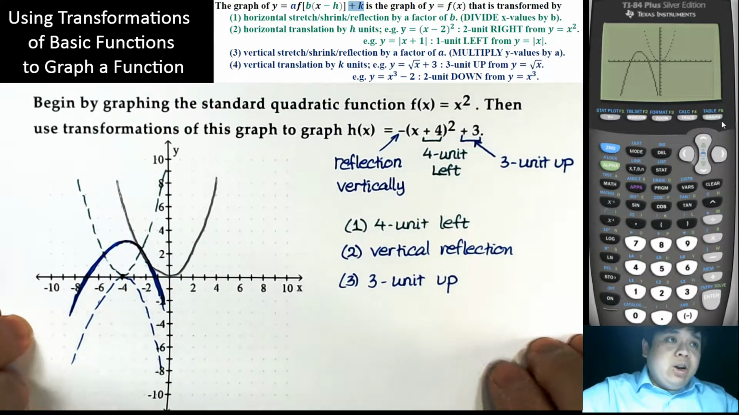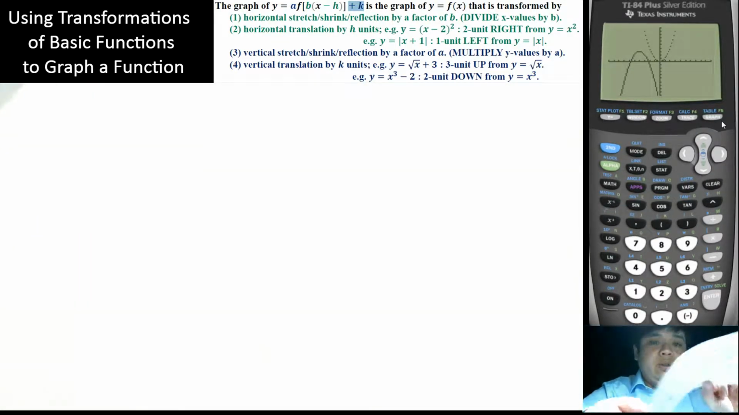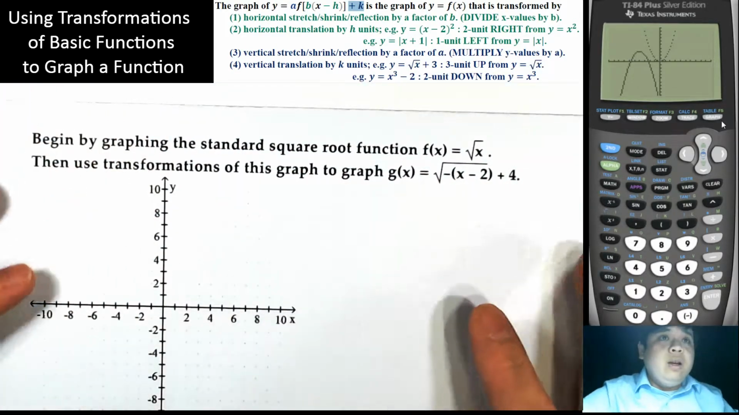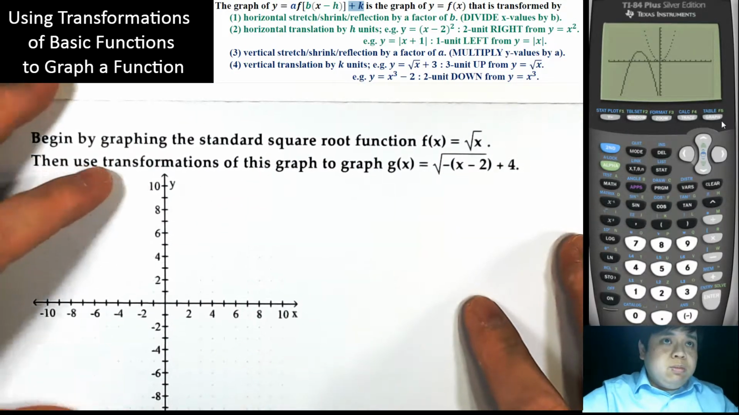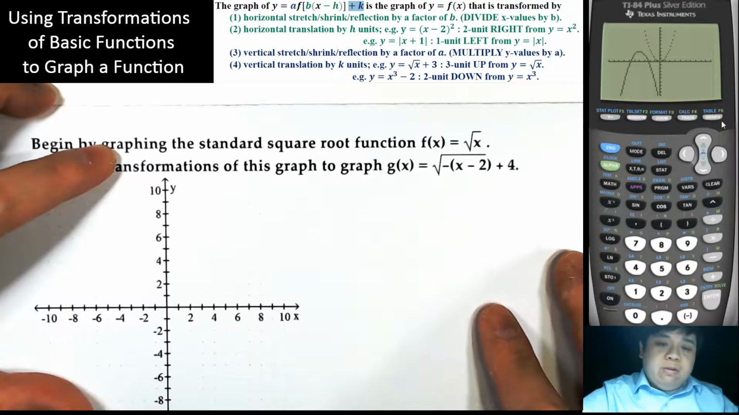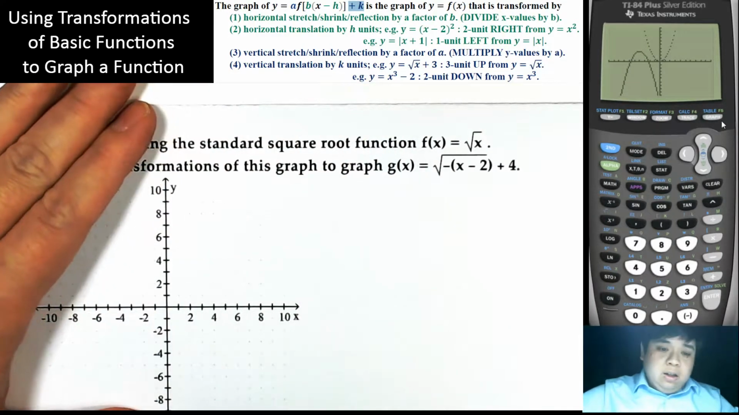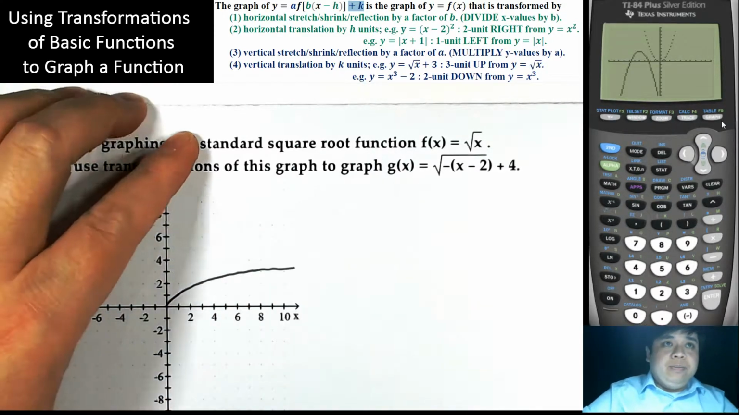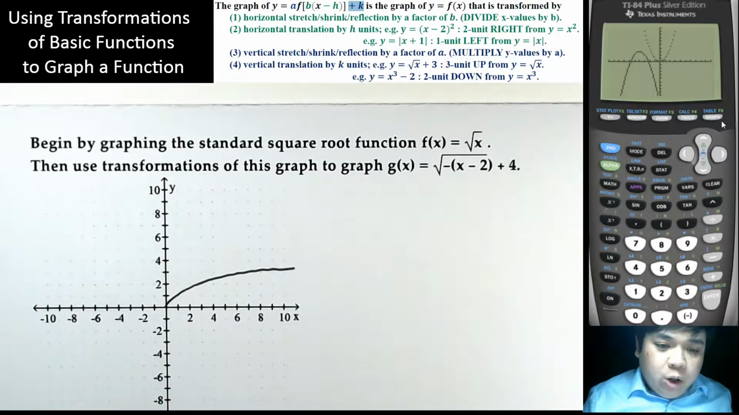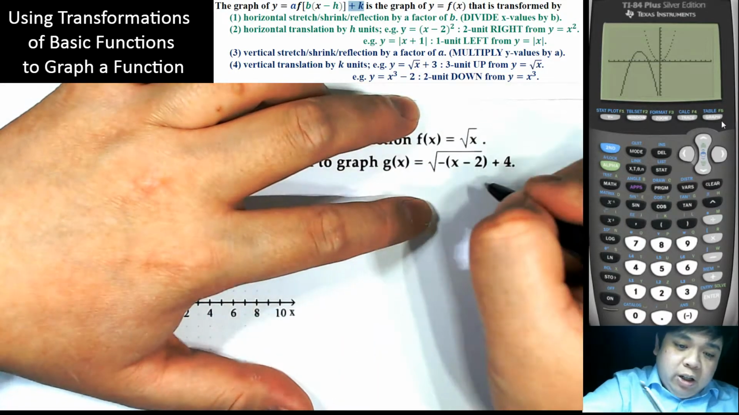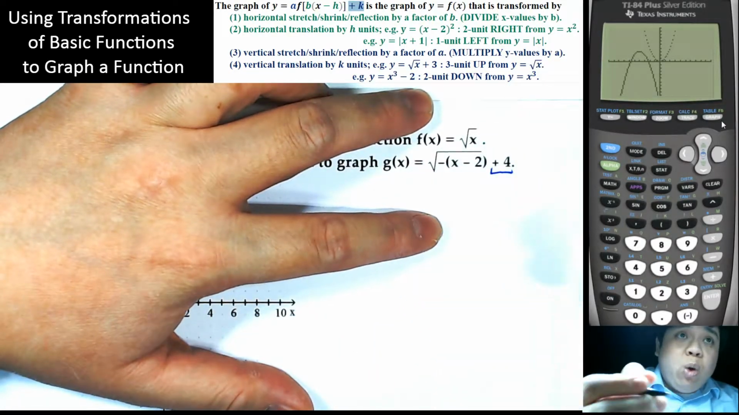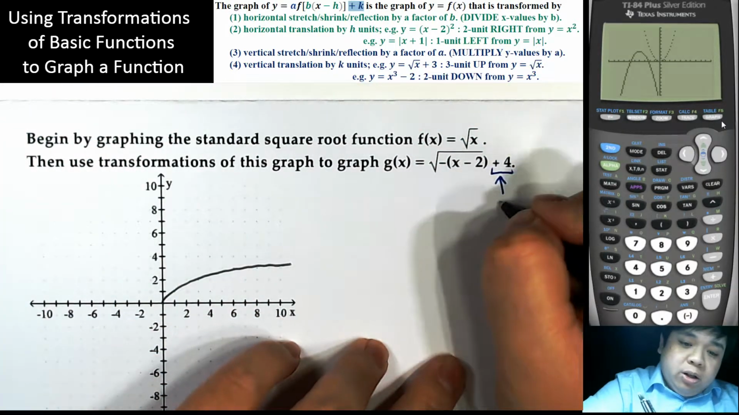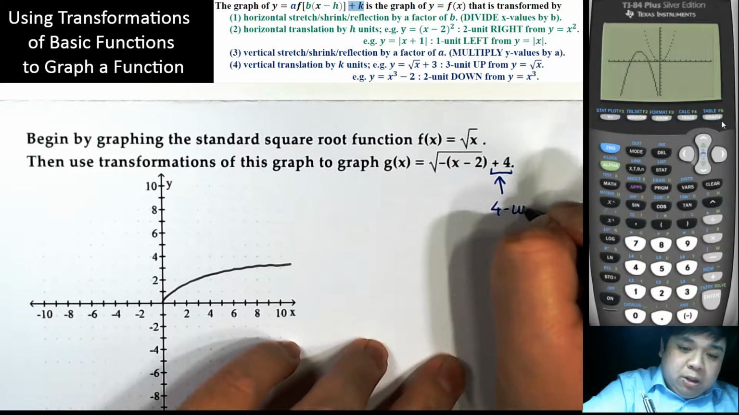Now let's look at another example. This time we have square root of x. The basic graph of square root of x looks like this. Right, let's just look at what we have. First of all, the plus 4 here is outside of the square root, so this will affect the graph vertically, in particular 4 units up.